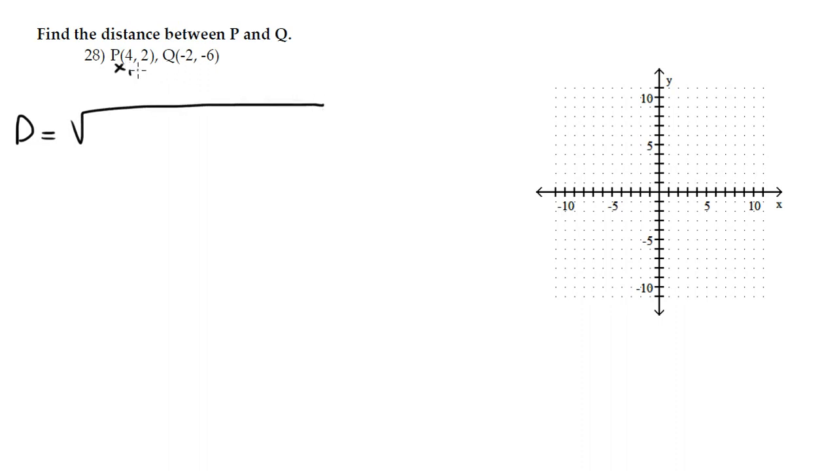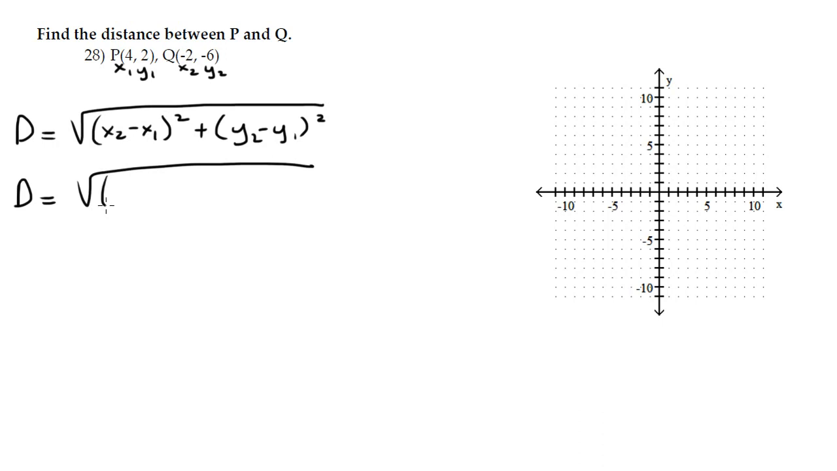So my points are x1, y1, x2, y2. First x, y, second x, y. So the distance formula says, let's say (x2 minus x1) squared plus (y2 minus y1) squared. Take the square root of all of that. That's the distance between those 2 points.